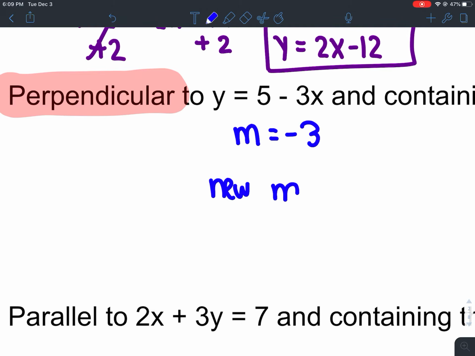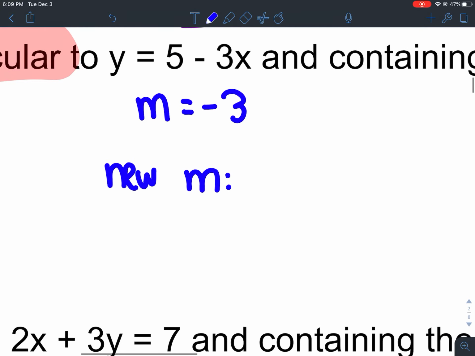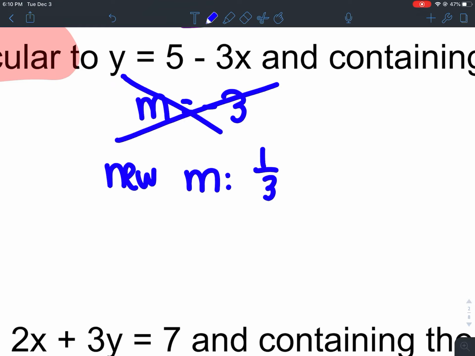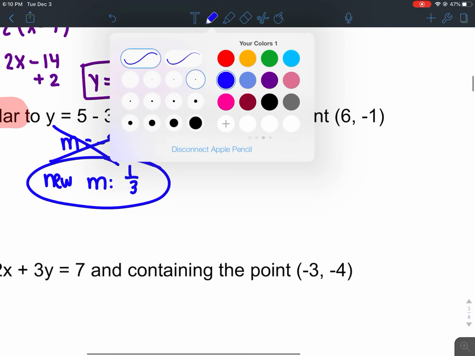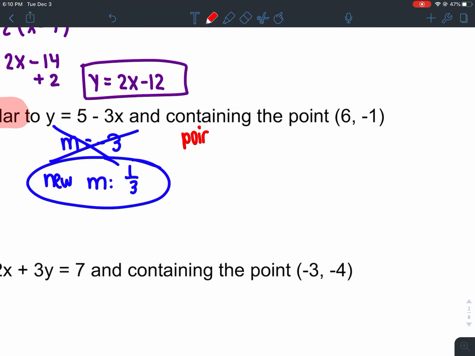So we're going to have our new slope. The opposite would be positive, right? It would be positive 1 over 3. Because it's negative, we want it to be positive, and then we flip the fraction, and it's going to be 1 over 3. So I don't care about my old slope anymore. I only care about my new slope. And then I'm going to use the point (6, -1).